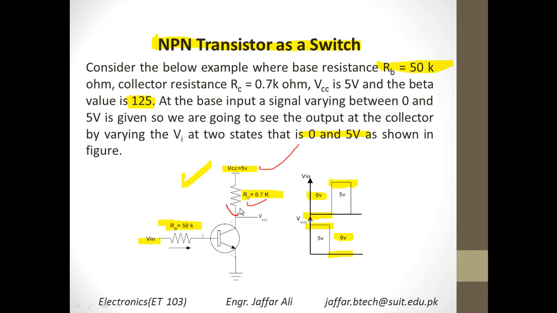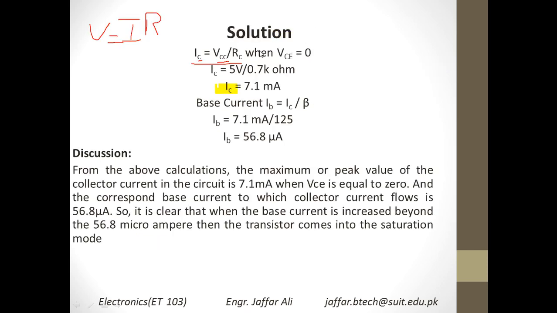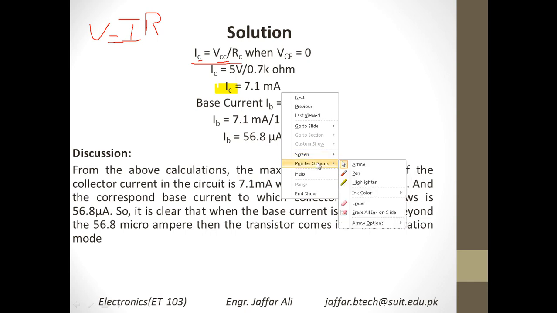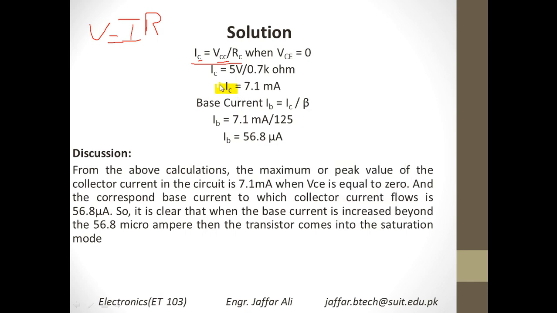So the current will be this voltage divided by this resistance, and if you divide this voltage by this resistance, you get the value of current, and that is basically 7.1 milliampere. You find the value out of this equation, and this turns out to be 7.1 milliampere.